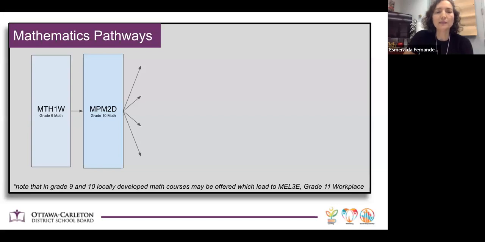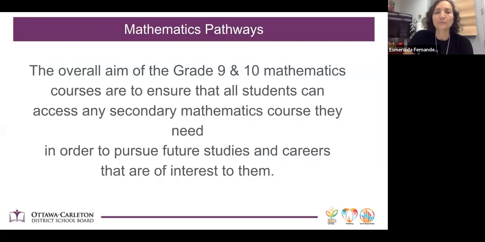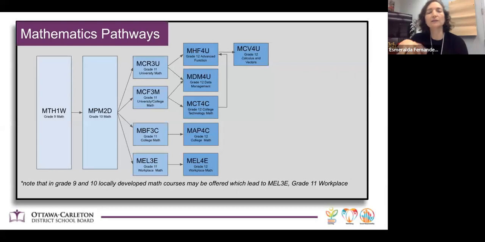And then after grade 10, they get to choose. The aim of grade 9 and 10 is that all students have the same base, and then they get to make a choice depending on what they want to study in the future and what careers they are interested in. At that point, they're a little bit older, and they can make choices for the programming for grade 11 and 12. So if we look at the chart again, you'll see that all the grade 11 courses, which have the 3 in them, will lead to different courses in grade 12, which have the 4.